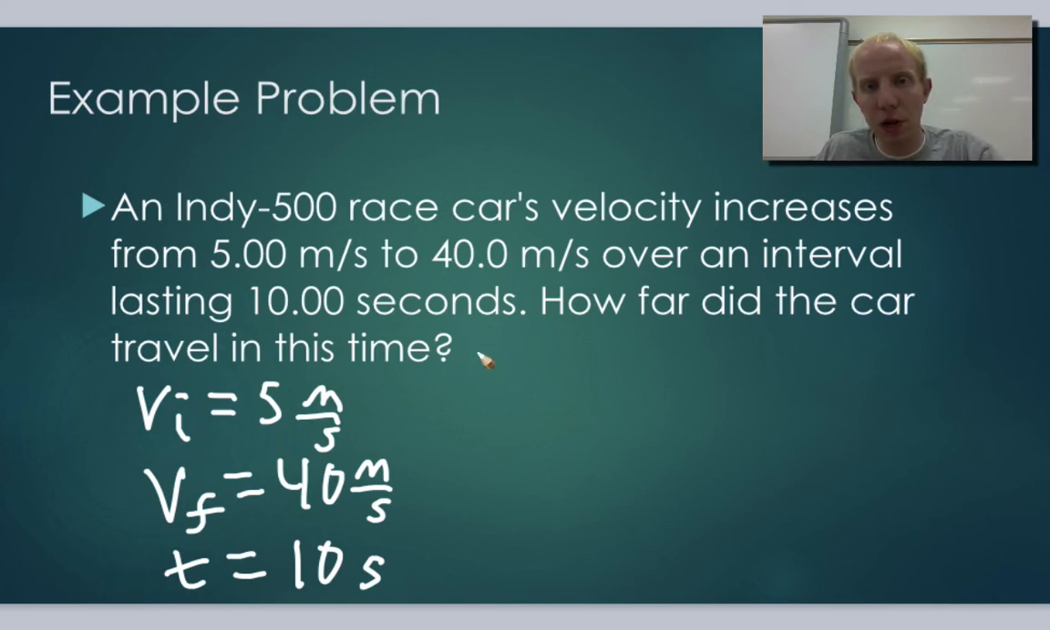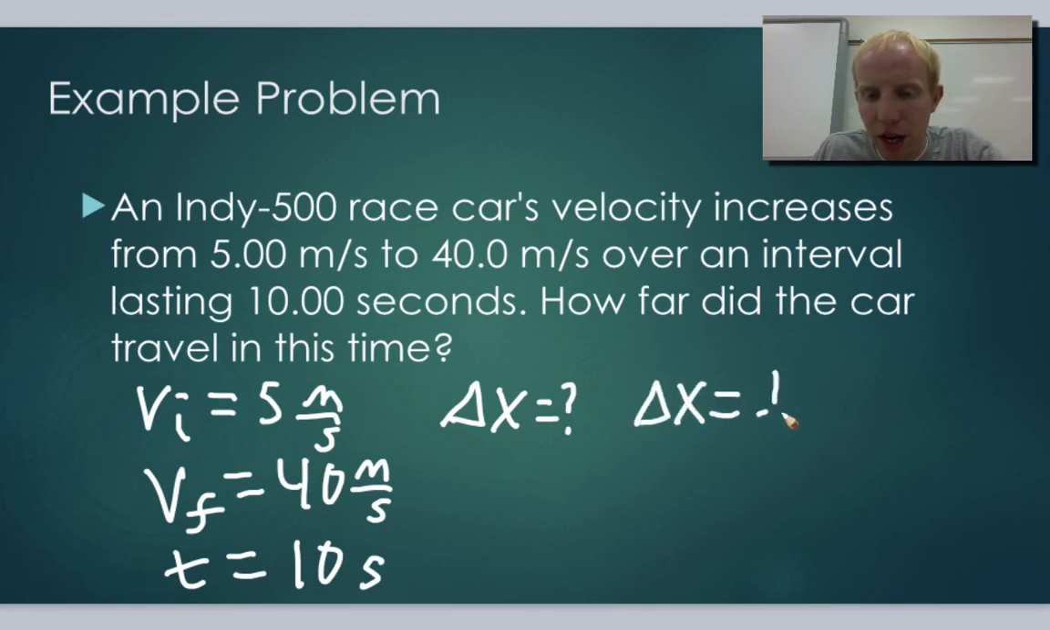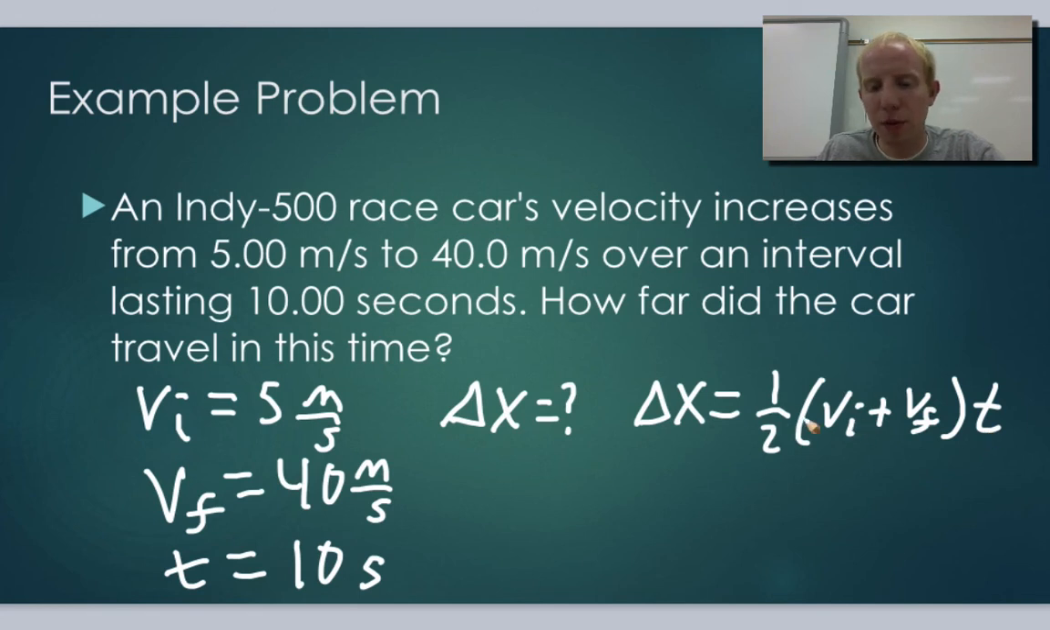Last thing we do is we say, what are we looking for? We're looking for how far the car traveled in this time. So again, we're looking for the change in x, or the displacement. We look through our equation sheet to see which one has initial velocity, final velocity, time, and change in x. We're going to be using this equation: change in x equals 1/2 times vi plus vf, times the time. That has change in x, vi, vf, and t.